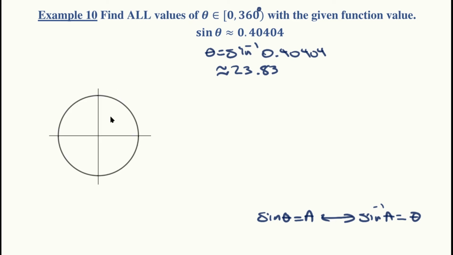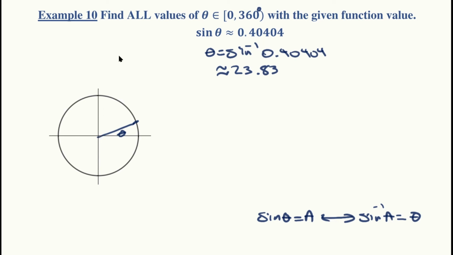Okay, so notice that we have found one angle, which is quite small. It's around that much, right? So we found one angle here that satisfies this condition. But remember, this is not the only angle between 0 and 360 whose sine will be this result. There is one other. Where is it? Well, remember, we want the sine to be positive, and the only other quadrant between 0 and 360 where the sine is positive is right here.